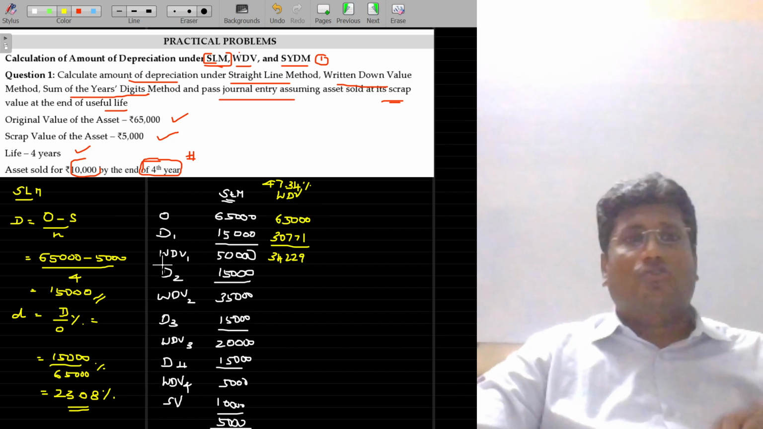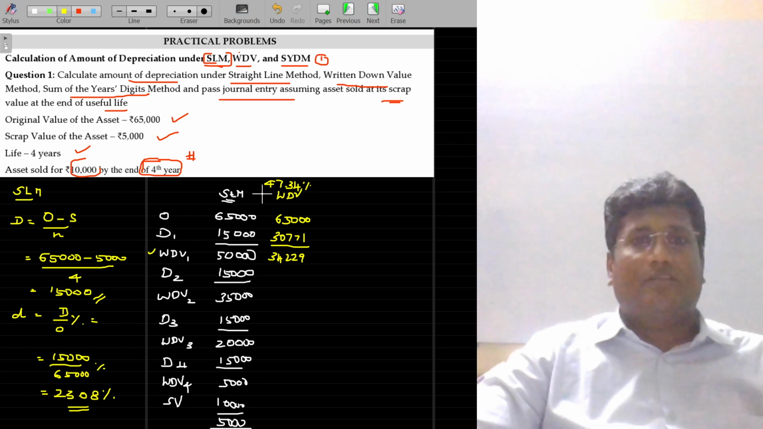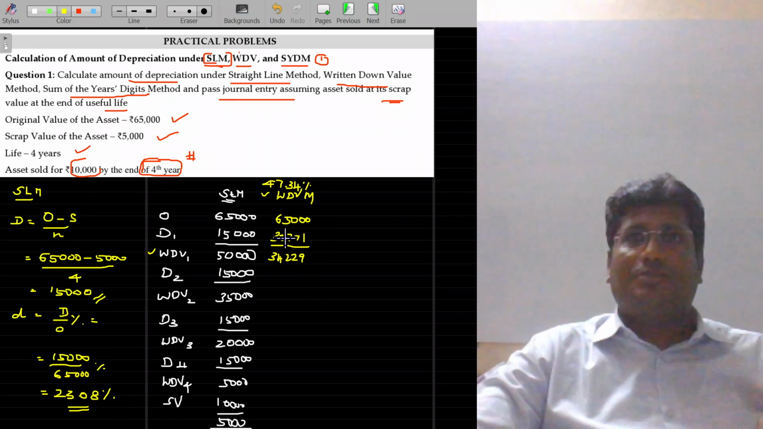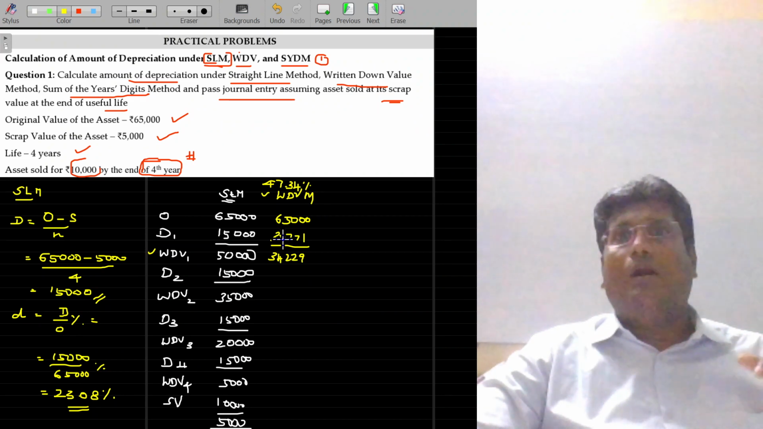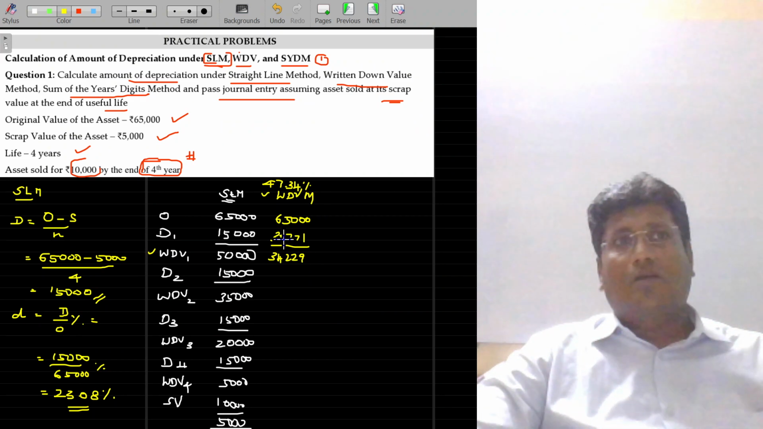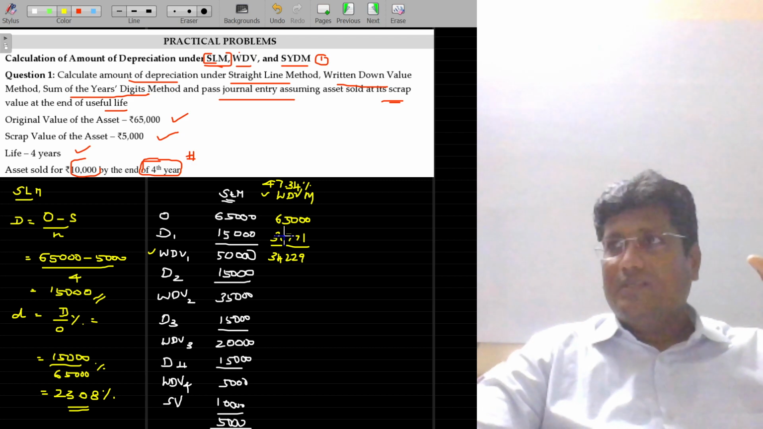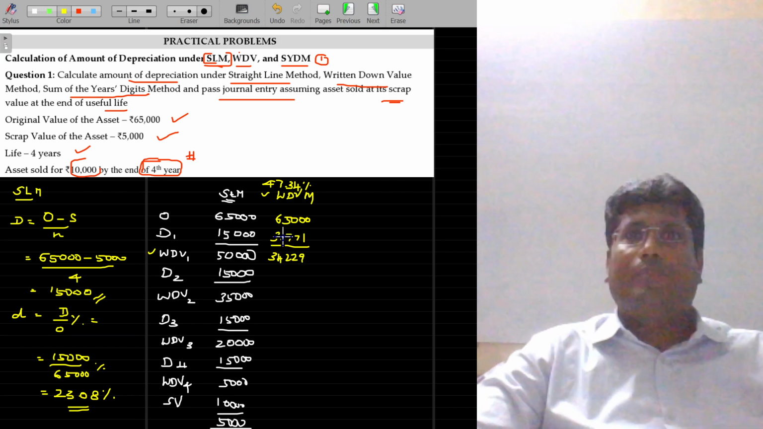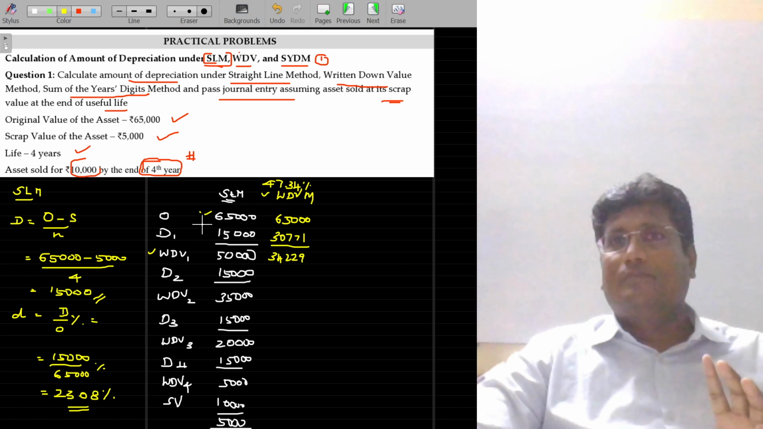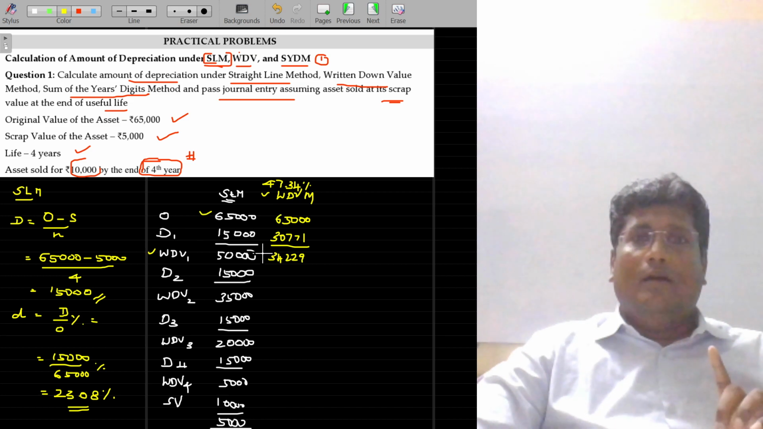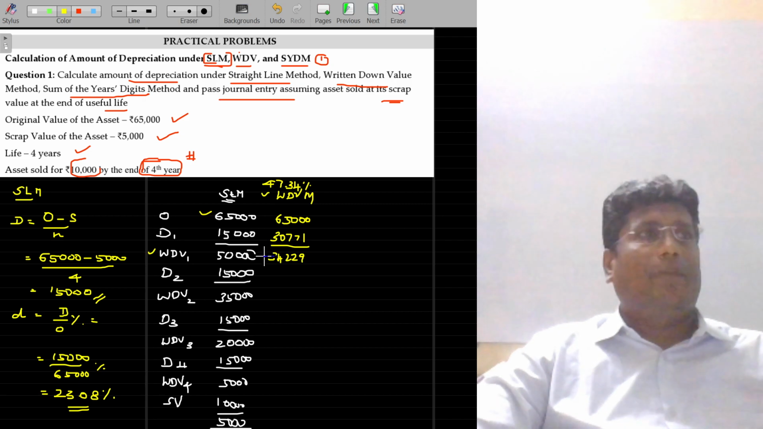You should not get confused with this WDV and this WDV. This is WDV, written down value method of depreciation. Under written down value method of depreciation, the rate of depreciation is going to be applied on written down value. Under original cost method of depreciation, the rate of depreciation is applied on original cost. That's all. If you are calculating the depreciation based on the original cost year after year, then it is called original cost method of depreciation. Under WDV method, we are going to calculate the depreciation based on the WDV applicable for that year.